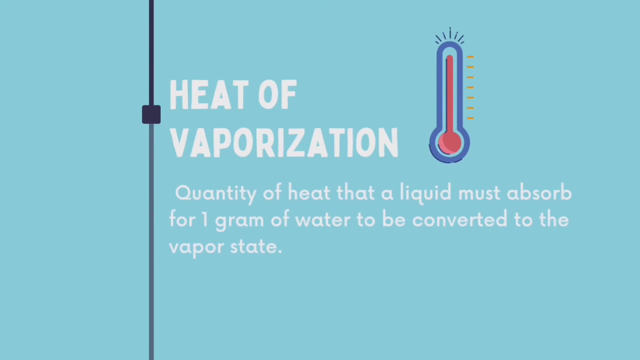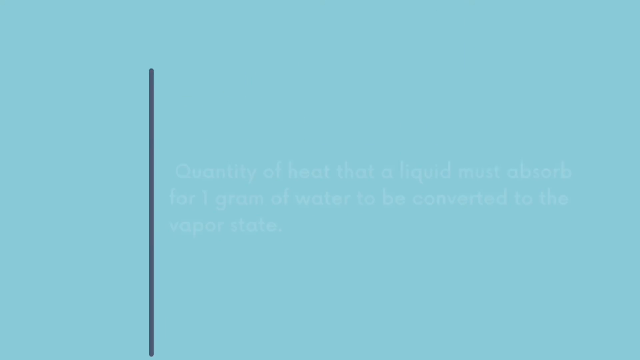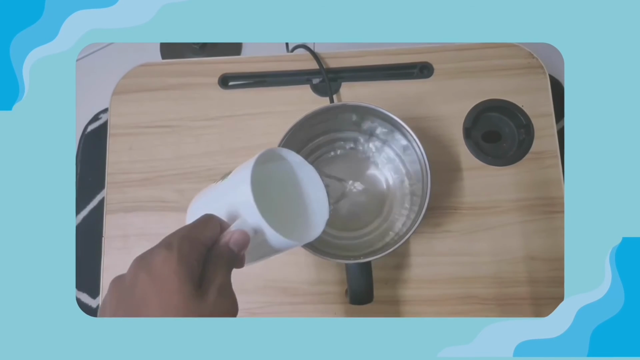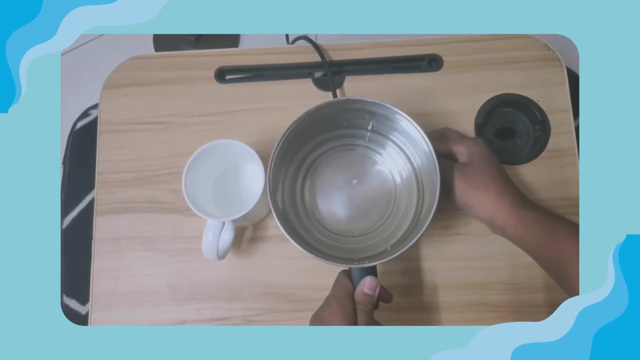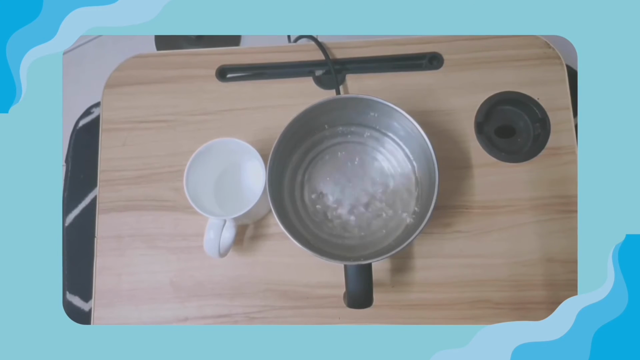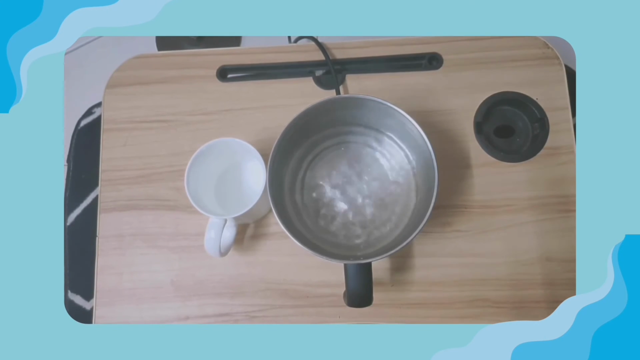What is heat of vaporization? Heat of vaporization is the quantity of heat that a liquid must absorb for 1 gram of water to be converted to the vapor state. Where does the water go after drying the clothes using a drying machine? Let's do some experiment. Prepare 1 cup of water. Fill the multi-cooker with the water. Switch on the multi-cooker. We can observe that after a few minutes, the water started to boil. After that, the volume of water begins to decrease.